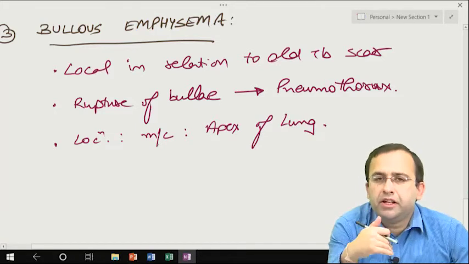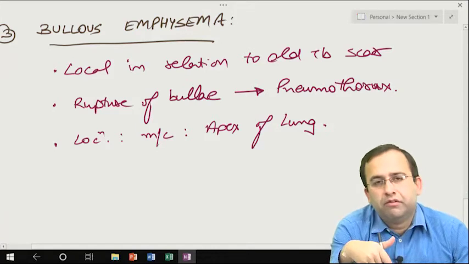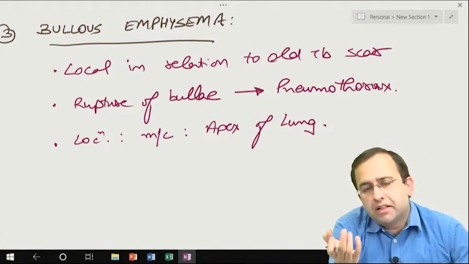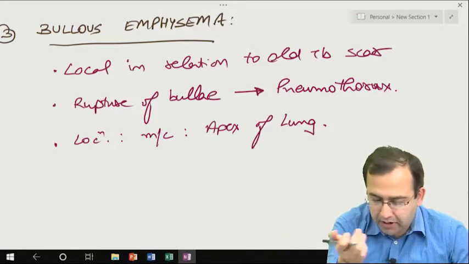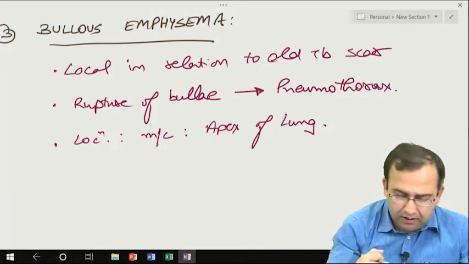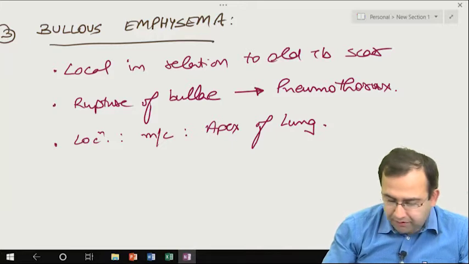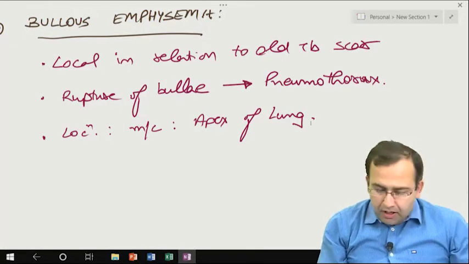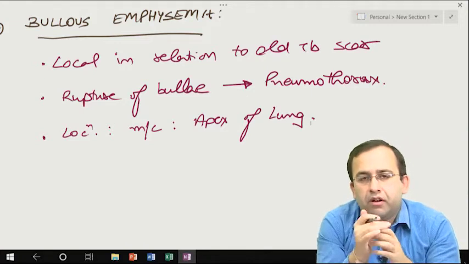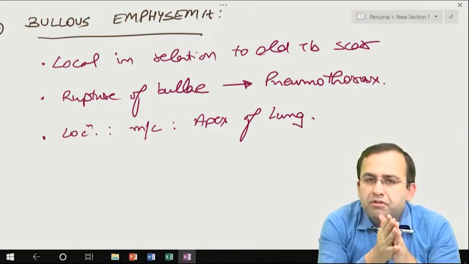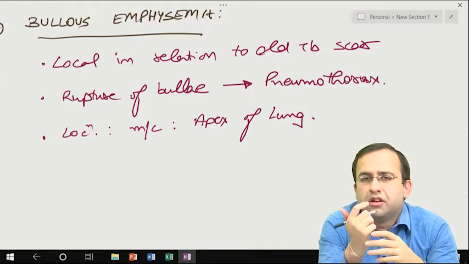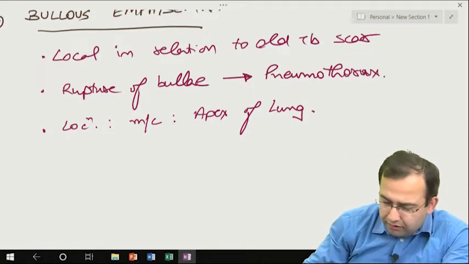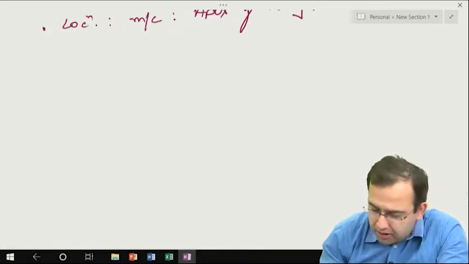And when we do TB in about 1.5 hours, we will also see that the apex of the lung is the most common location for secondary TB. These are the types of emphysema. Next point. Which emphysema was associated with which disease? Panacinar emphysema is associated with alpha 1 antitrypsin deficiency.